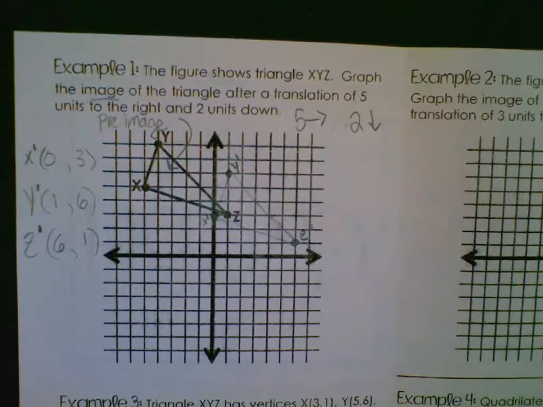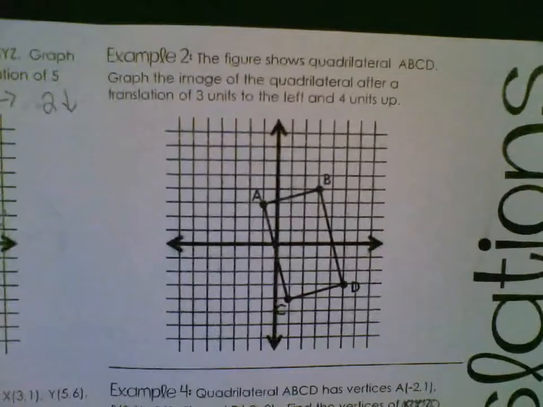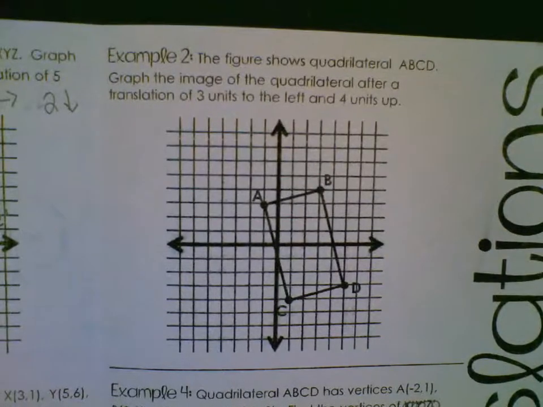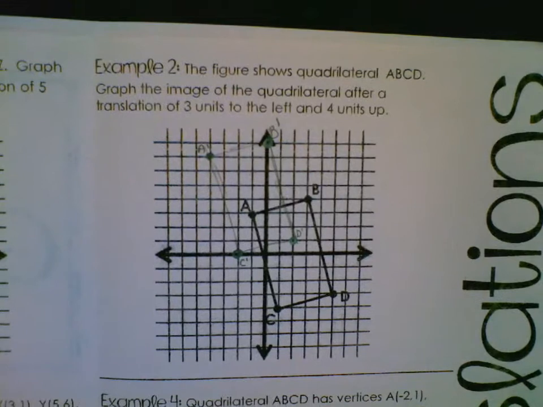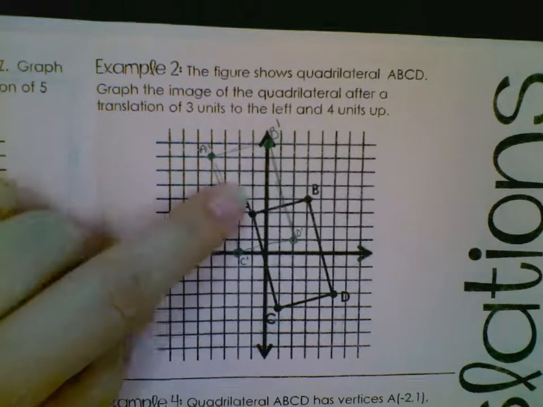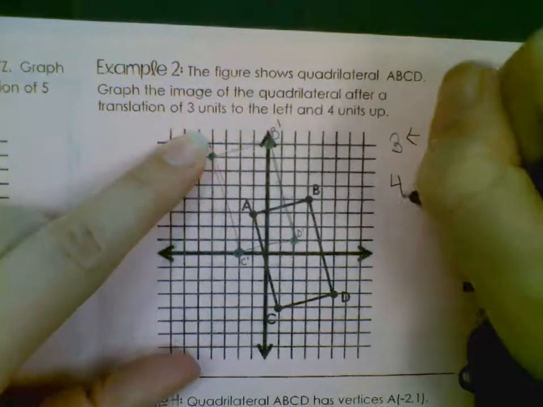Okay, very good. Why don't you pause and try example number 2? We're doing the same thing, except this time we have 4 points, but the process is still the same. You'll count each point, how much you have to move it. So pause and complete example 2, please. Okay, so this is what your image should have looked like after you completed the translation of moving it 3 units to the left and 4 units up.